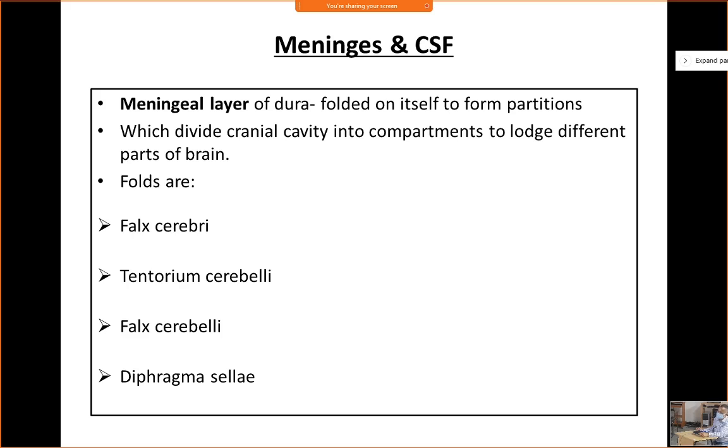Then there is diaphragma sellae. If you have seen the base of the skull, there is one space at the center. That is called the pituitary fossa. Now, when this meningeal fold goes over the pituitary fossa, it forms a roof. Suppose this is your space. The meningeal layer will go like this and form a roof. It is not going inside the bony cavity. Beneath the roof, we have the pituitary gland. So that is called diaphragma sellae.